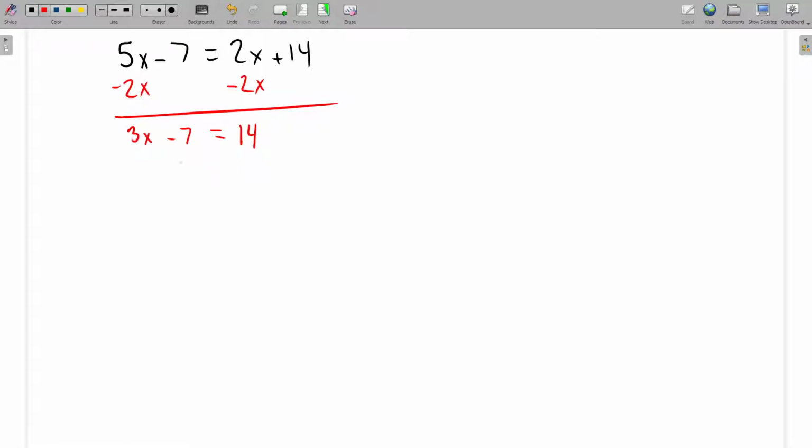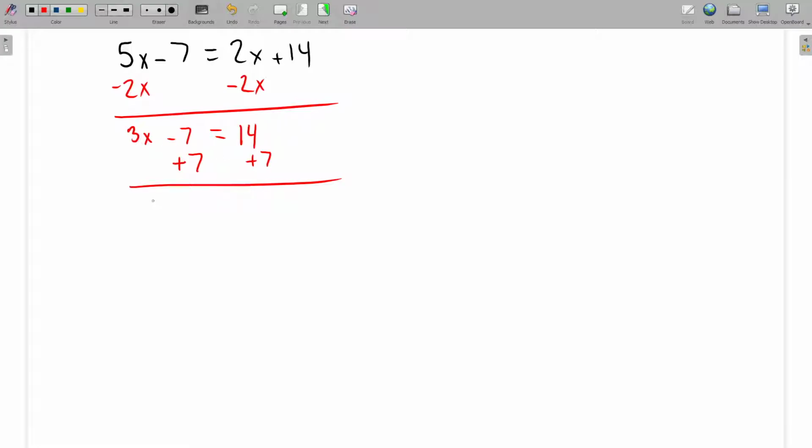So everything without an x, meaning this negative 7, needs to get away from the x's. Right? This negative 7 is trying to hang out with these three x's, and he stinks. He needs to get to the other side to take a shower. Alright, so we need to move this negative 7 across the equals. How are we going to do that? Well, we're going to do the opposite. So it's negative 7, we're going to add 7. Again, to both sides to keep the equation balanced.